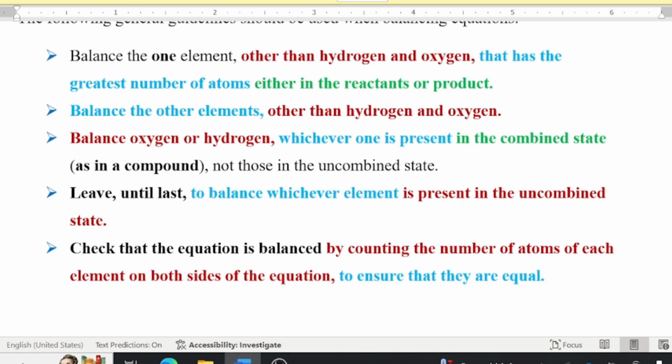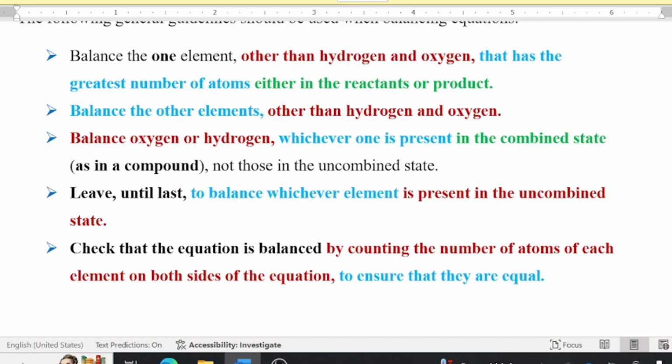Balance oxygen or hydrogen, whichever one is present in the combined state, as in a compound, not those in the uncombined state. Let us say you had a reaction in which, on the product side, you're having H2O plus O2. You will balance H2O if there is a need for that. Don't balance the oxygen. That's elemental oxygen.